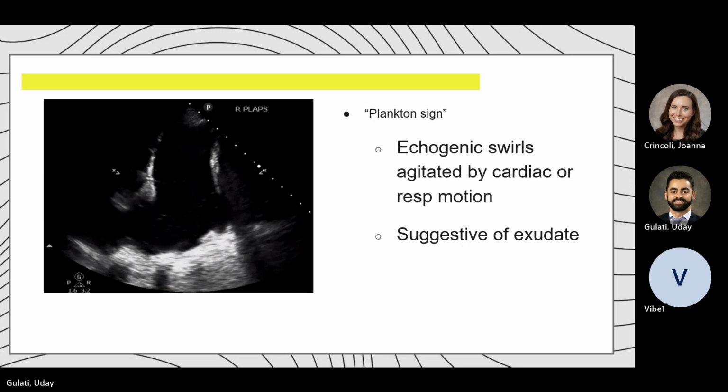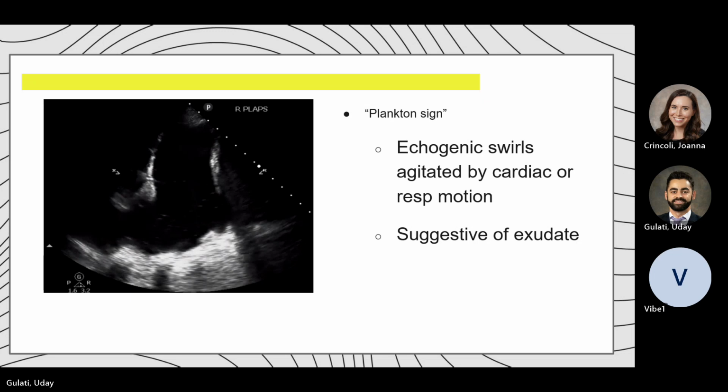Sometimes you might see stuff in there. I don't know if you guys are able to see, you guys see all this gunk in the fluid? I'll be done in about 5 minutes. There's gunk in the fluid. That's what we call a plankton slime. And you're seeing these hyperechoic swirls that are exacerbated by cardiac activity or the patient taking breaths. That's more suggestive of an exudative effusion.